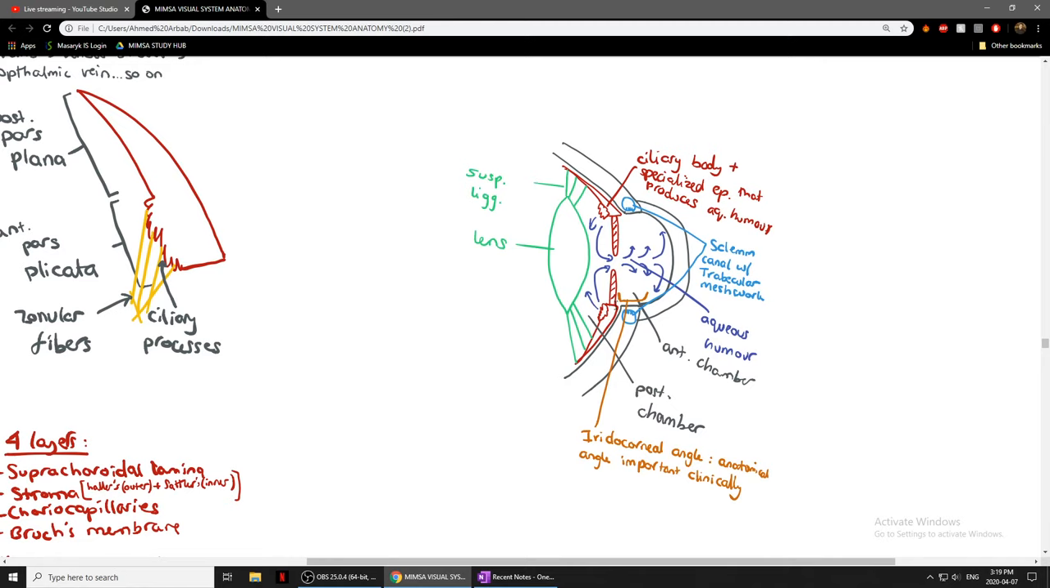One important place is right here, the iridocorneal angle, and that's an anatomical angle that's really important clinically. When you learn about glaucoma, you'll understand what I mean. It is an angle that can be obstructed, and if it's obstructed, it would impede the drainage of aqueous humor into the Schlemm canal, and that would cause an increase in pressure.